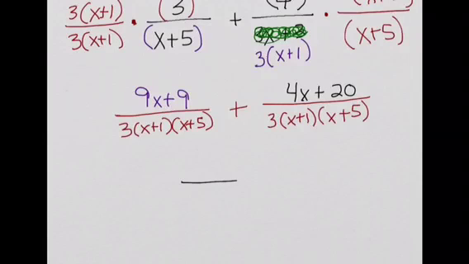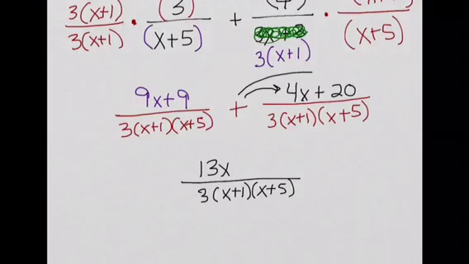Now I can put them together into one large fraction. Notice that I do not multiply or FOIL out my denominator because I might need to go back and factor it later, so I'm just going to leave it pulled apart. The top here, I have 9x and I need to add 4x. That gives me 13x. I have 9 and I need to add 20. So I get plus 29. That is what it looks like when I put it all together as one fraction.